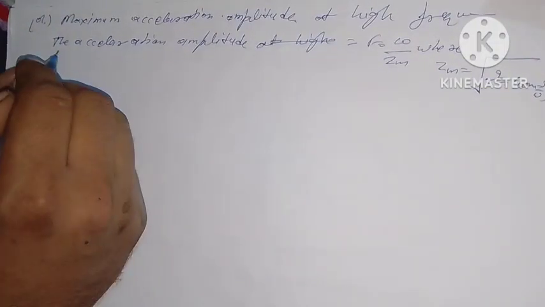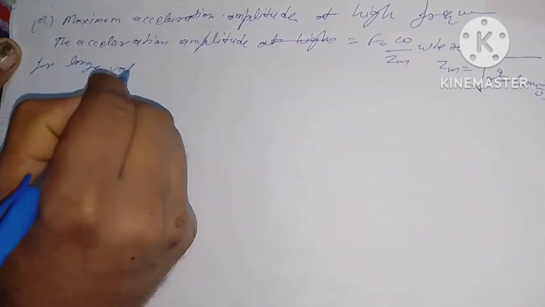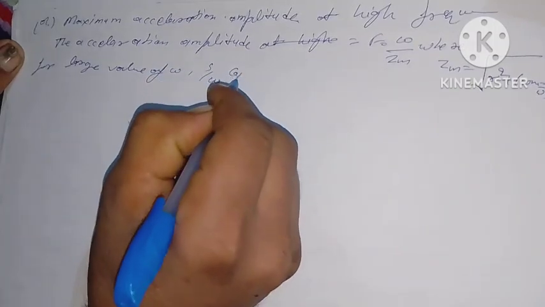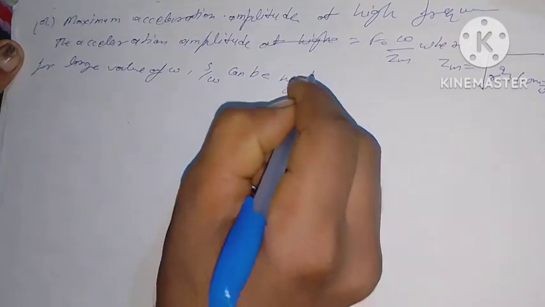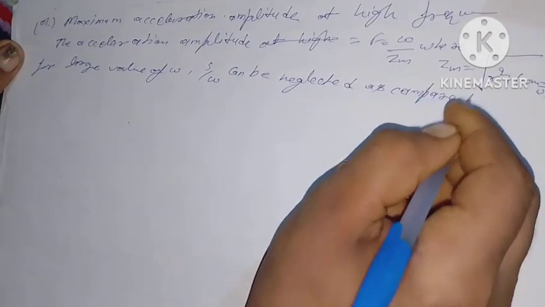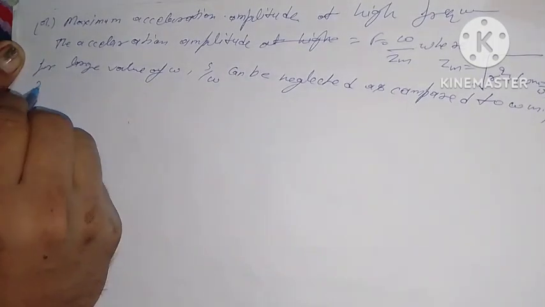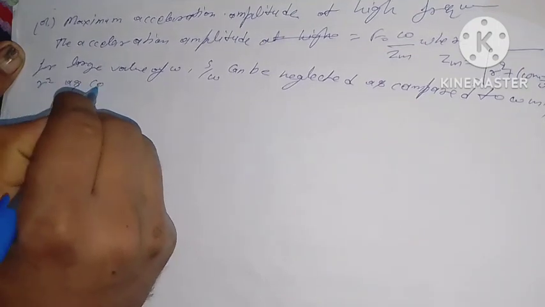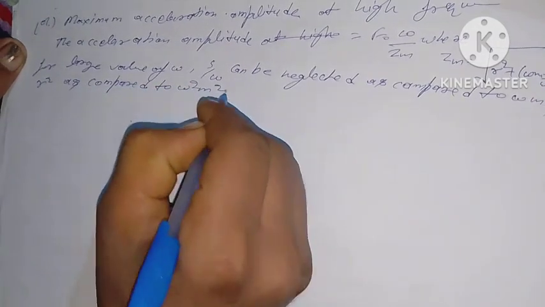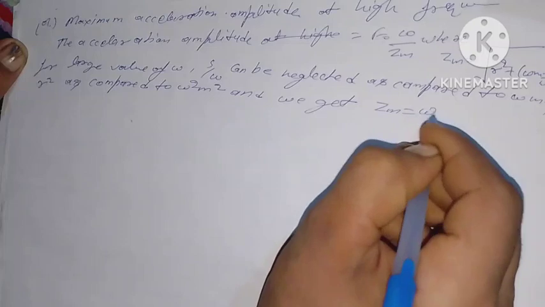Okay, for large value of omega, s by omega can be neglected as compared to omega m, and r square as compared to omega square m square, and we get Zm equal to omega m.